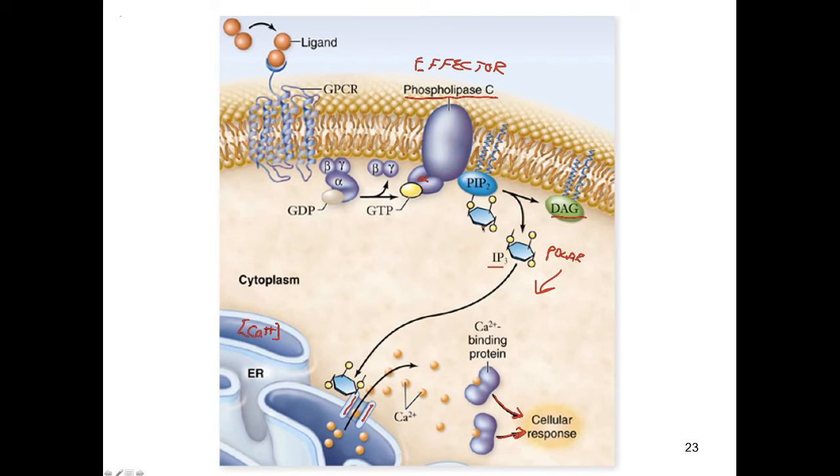So far we see that the activated alpha subunit of a G protein can interact with phospholipase C effector proteins, in this case causing the cleavage of PIP2 to diacylglycerol and inositol triphosphate, and inositol triphosphate can then cause the release of calcium ions through these membrane channels that open and allow calcium to flow out of the endoplasmic reticulum into the cytoplasm, where they can interact with or bind to calcium binding proteins and cause a cellular response.